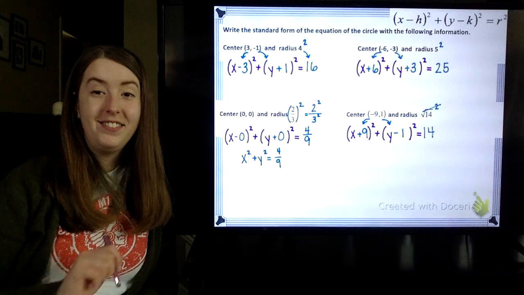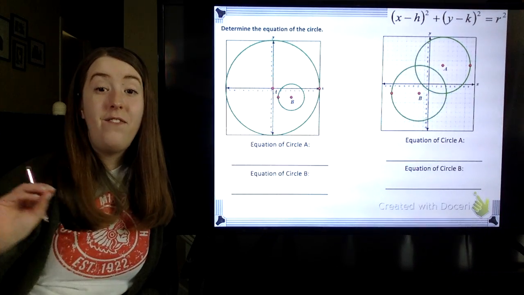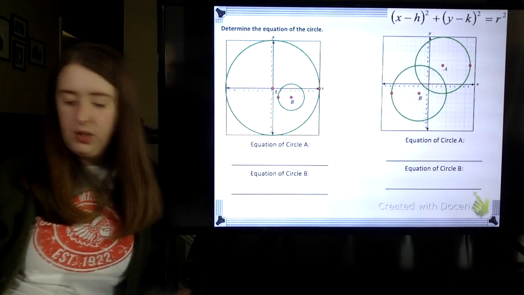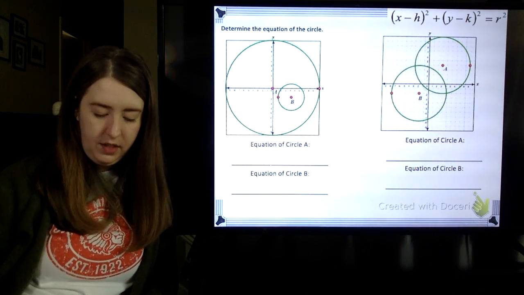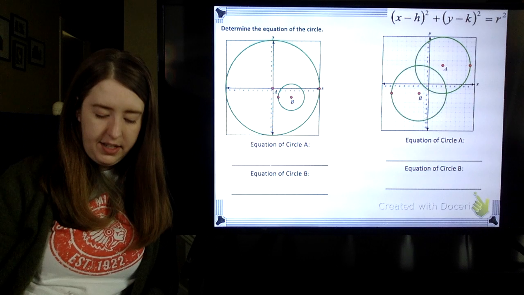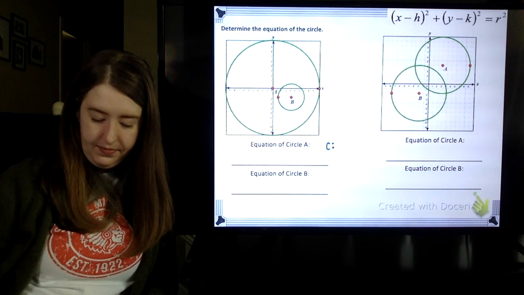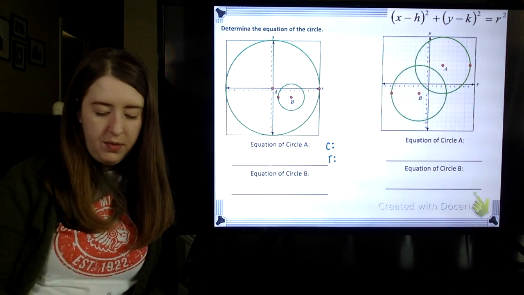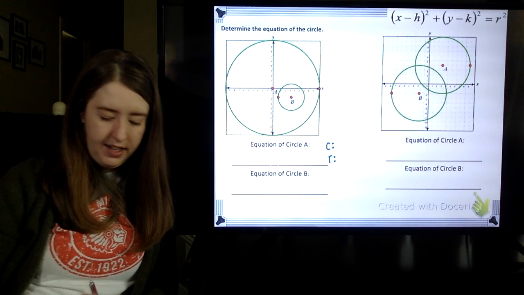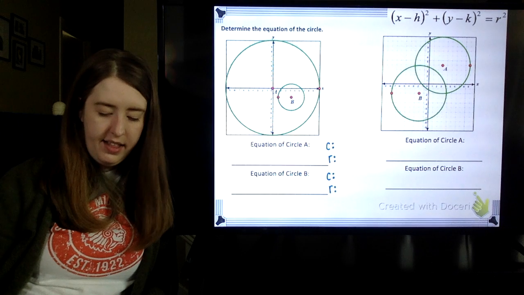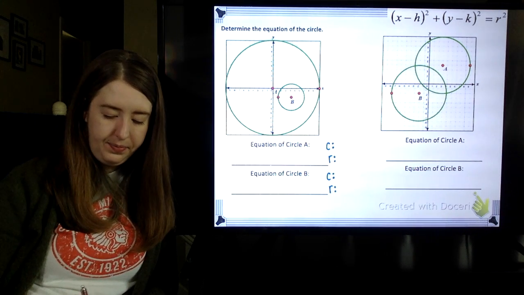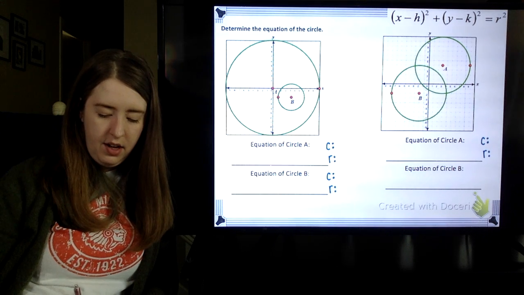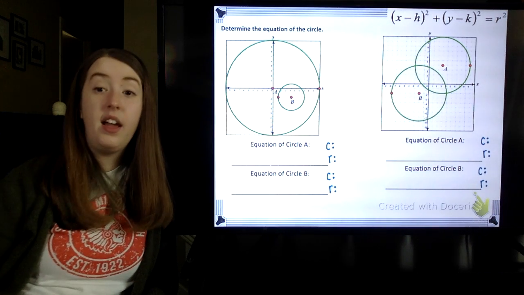Okay, now we want to write the equation of the circle given a graph of the circle. So here's what we want to do. We want to figure out where is the center and what is the radius. Because as you saw from just a second ago, if we have the center and the radius, we can go ahead and write that equation of a circle pretty easily. So that's what we'll go through first, is find all of our centers and radii.